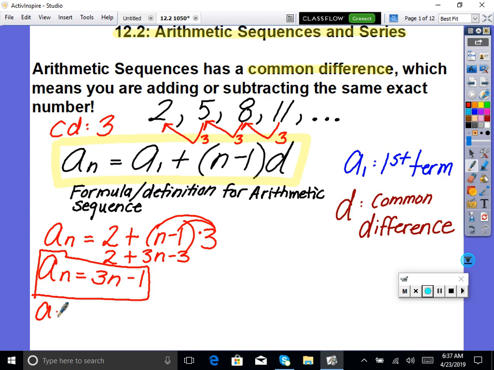So look, that makes sense. If I said what's a sub 1, you'd plug in 1, so that would be 3 times 1, which is 3, minus 1, which is 2. If I said find a sub 2, you'd say 3 times 2 is 6, and then 6 minus 1 is 5. You guys see how it's just recreating it? Cool. All right, so that is a formula you'll want to go into your test having memorized.